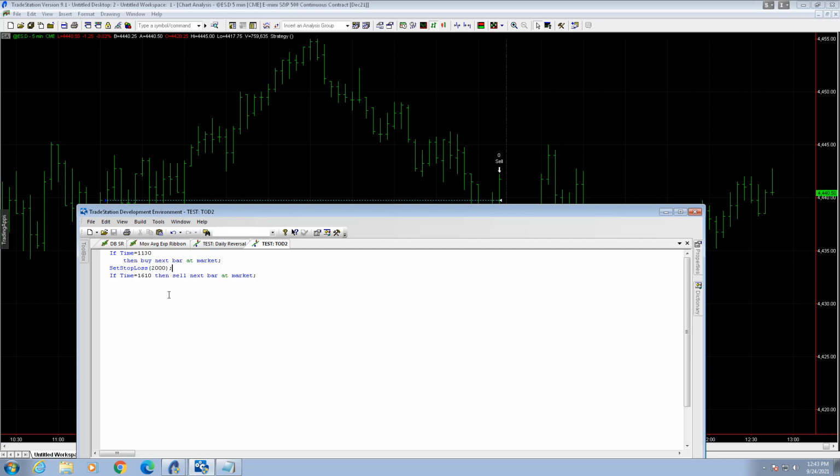Set stop loss 2000. If time is equal to 1610, that's the second to last bar of the day. So if the time is 1610, we sell at the open of the last bar. 5 minutes left in the session, we sell. So that is the very basic setup.